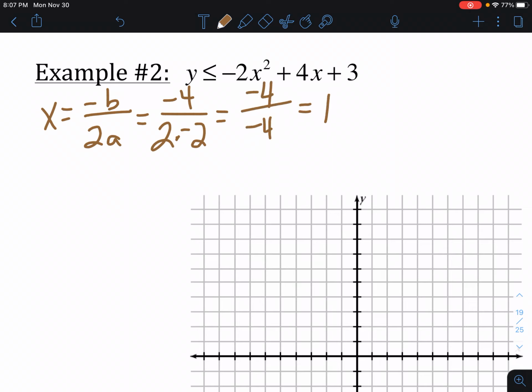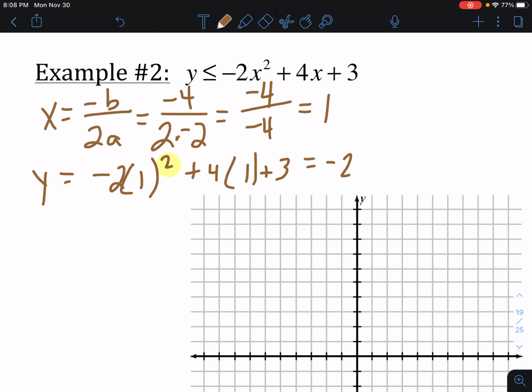So that's the x-coordinate of the vertex. Now we need the y-coordinate of the vertex. We're going to take that 1 and plug it into the original formula. And we do need to use order of operations. Remember that exponent comes first. So we're doing 1 squared, which is 1.